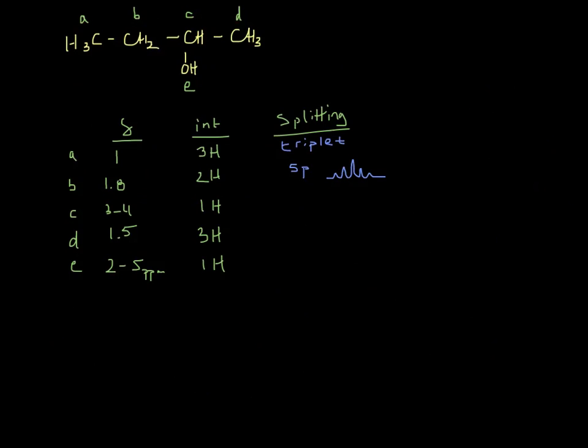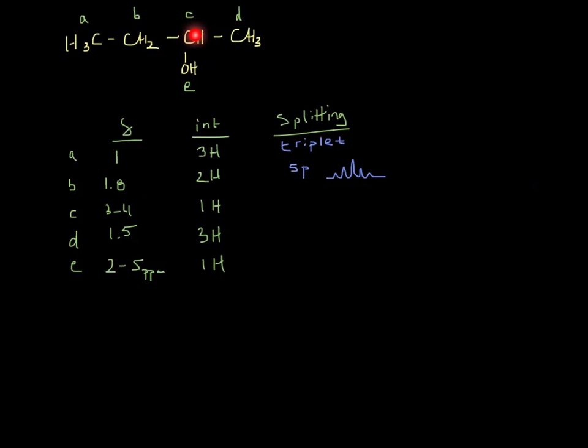All right, moving on to C. C is going to be the most complex one. Splitting does not normally happen between a CH and an OH. Apparently, it can happen on a really pure sample. I have run thousands of NMRs in my lifetime, and I've never seen a splitting from an OH. So I would just go ahead and assume that you're not going to see any splitting there.